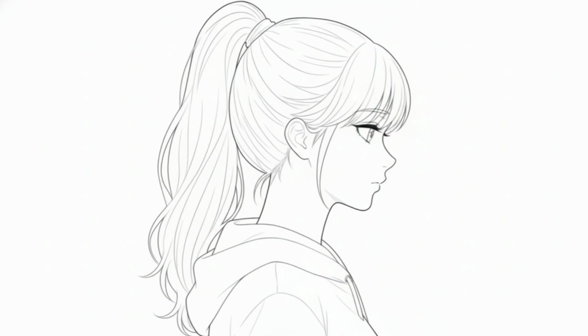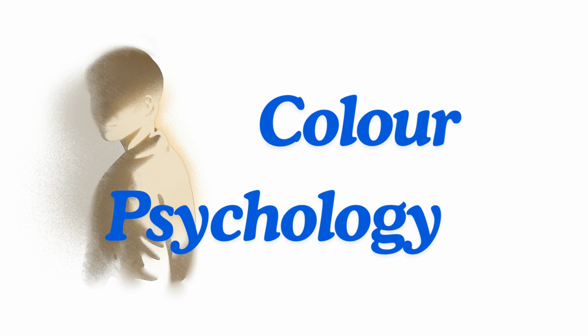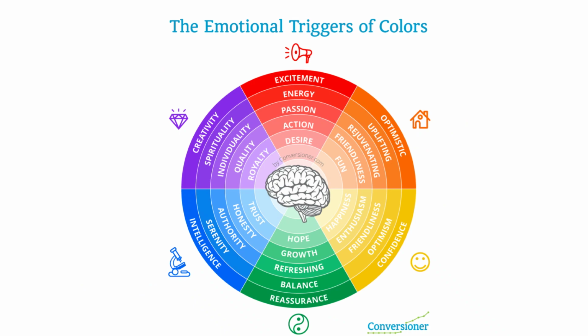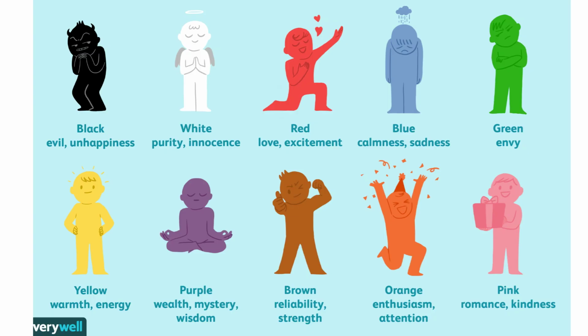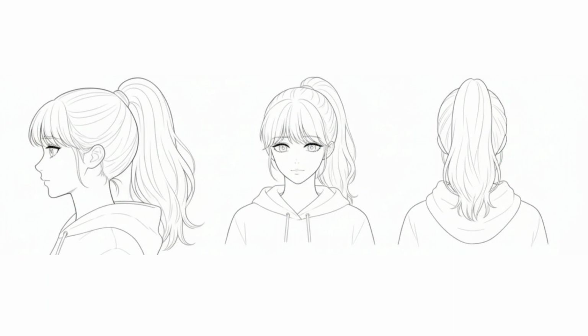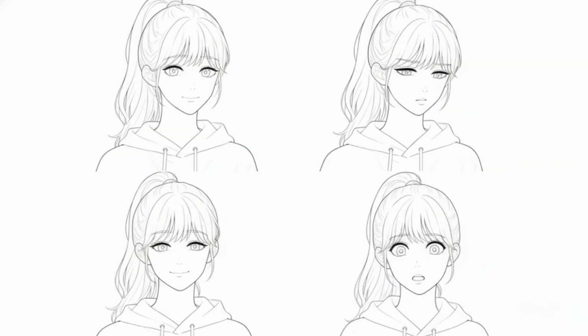Step 3. Coloring and color psychology. Now, let's bring her to life with color. This is where color psychology plays a huge role in storytelling. Colors tell us how a character feels without them saying a word. White hoodie, calm, pure, independent. Ponytail, practical but can be cute. Expressive eyes, windows to her inner world.